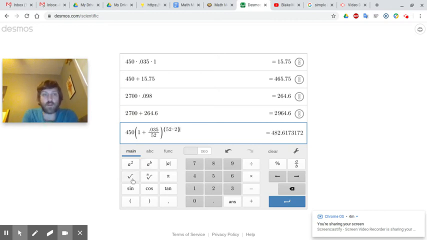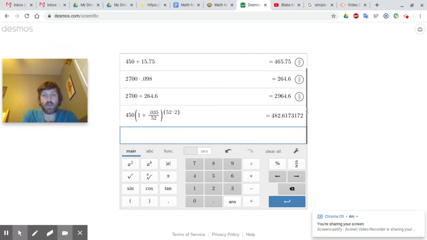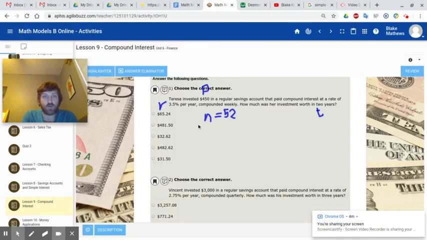So I just want to make sure we understand everything that just happened. 450 is our P, parentheses, 1 plus the rate divided by the N. Close the parentheses, use the exponent button, then in parentheses, do the N and the T together. And so we see that it makes some interest, and the value will be 482.61, or rounded up, 482.62. And we'll see if we have that as our answer. And there it is right there.